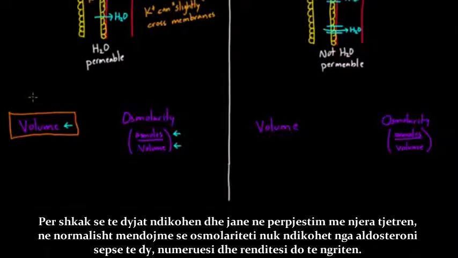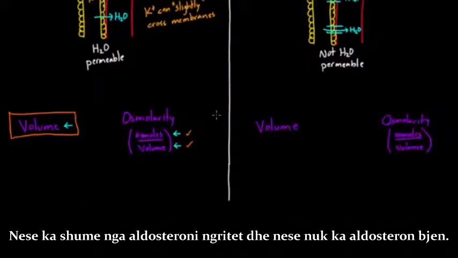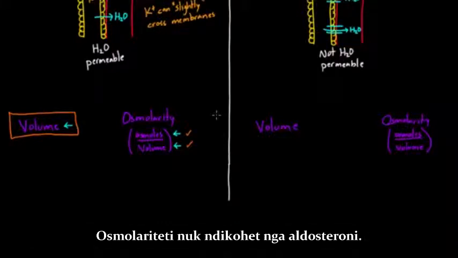But because osmoles and volume are both affected and they're proportional to one another, we usually don't think of osmolarity being affected by aldosterone, because both the numerator and the denominator are going to go up if there's a lot of aldosterone around, or down if there's not any aldosterone around. So osmolarity doesn't really get affected by aldosterone.